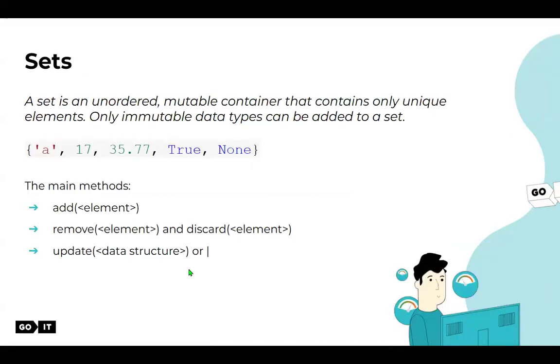Now, sets. This is a mutable container, meaning you can change the elements or the values inside. What sets it apart is, one, it's denominated by the curly brackets, and two, only immutable data types can be added to a set, meaning your strings, integers, bool, and None. All right. And these are the main operators that you can use to modify the values that you have within the curly brackets.